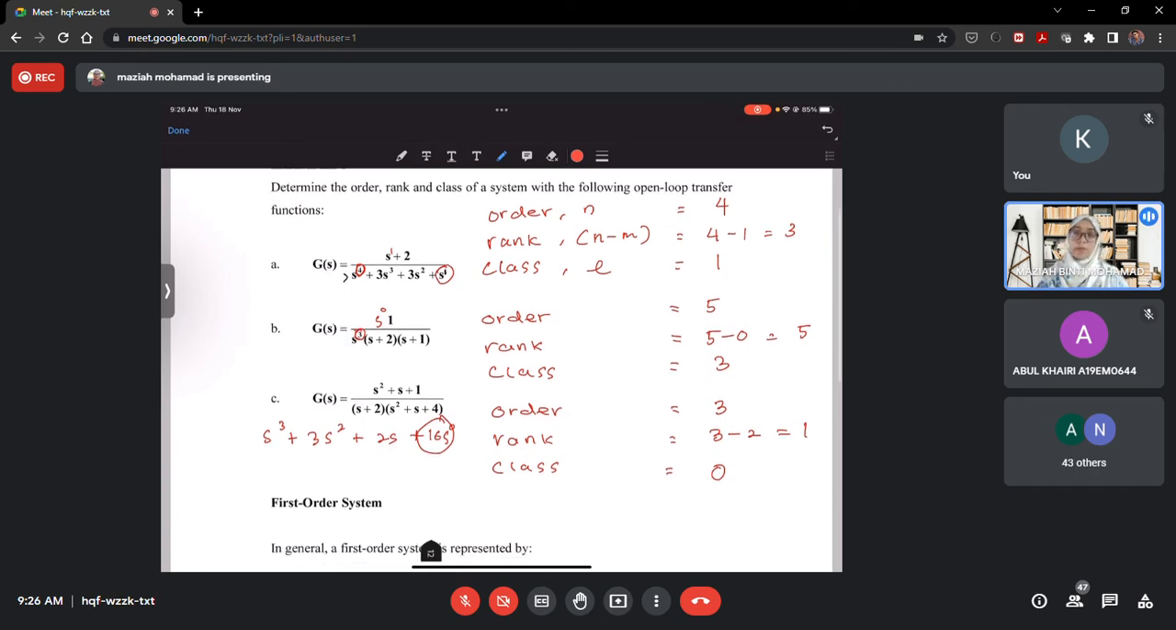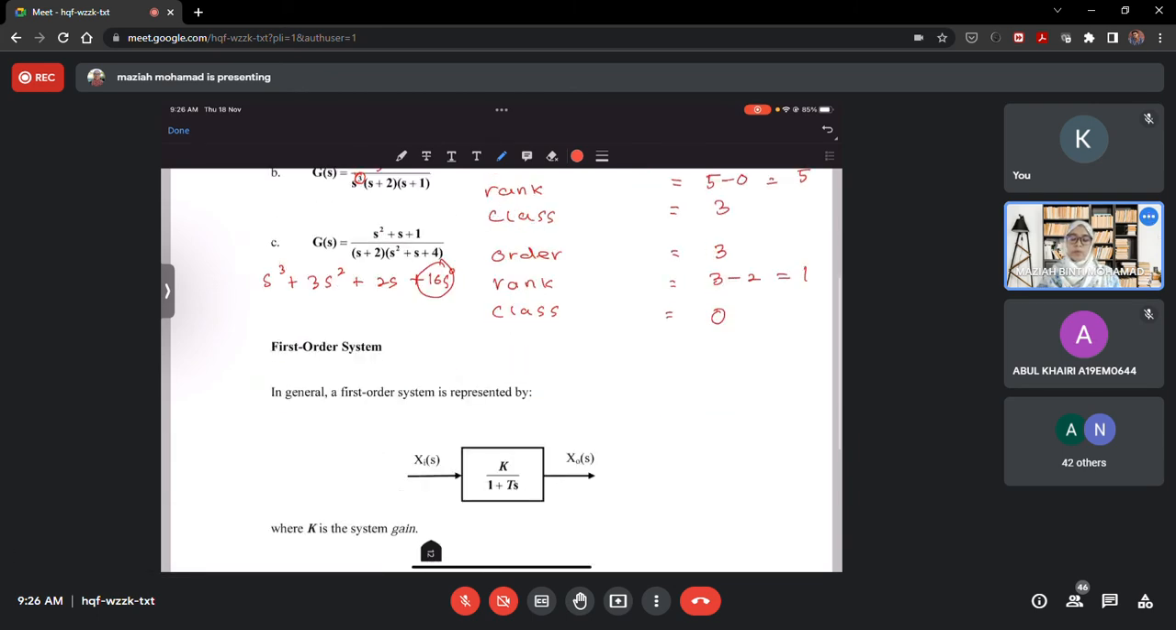Okay, so that's how we do the classification. Consider the open loop transfer function. Okay, meaning you need to get the open loop transfer function of a system, right? And then you check for the highest order at the denominator, order of numerator, and also highest factorial order at the denominator, right? So we do that.